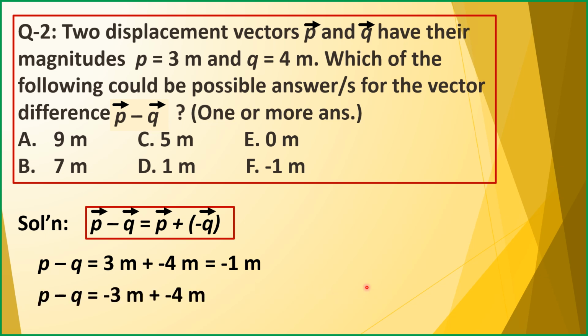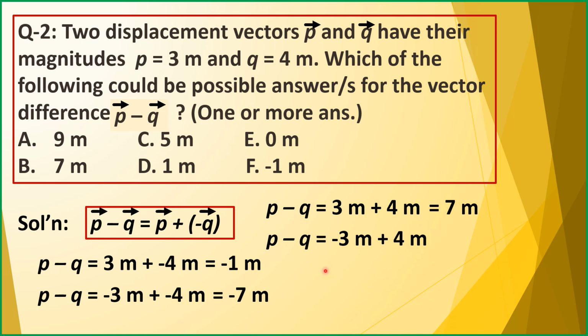Still, another possible case is when vector P is negative but vector Q is positive, so we have negative 3 meters plus negative 4 meters, and that gives us negative 7 meters. Our third example is when vector P is positive but vector Q is negative. So when we subtract P minus Q, we get 3 meters plus 4 meters, or that is equal to 7 meters.